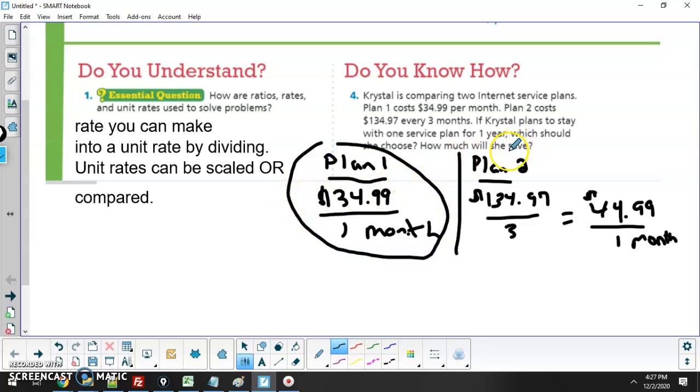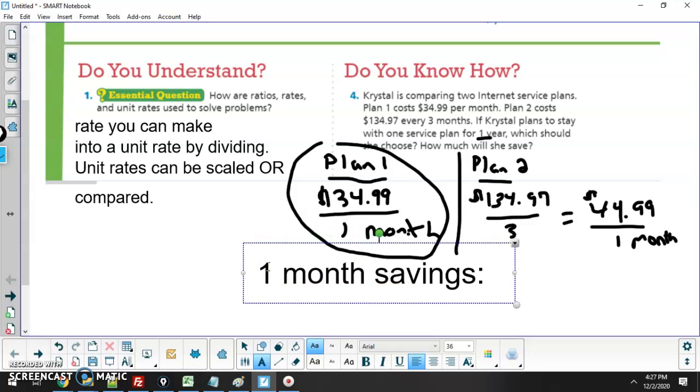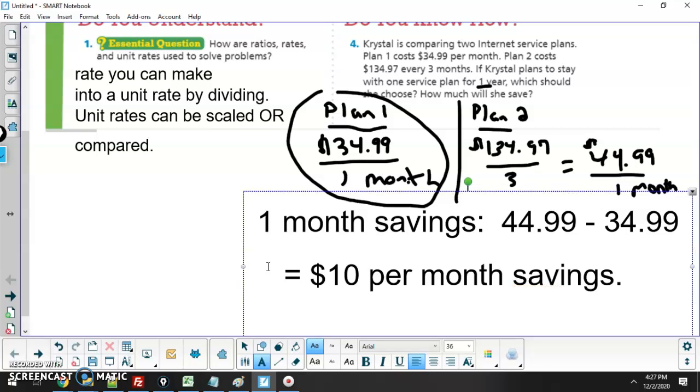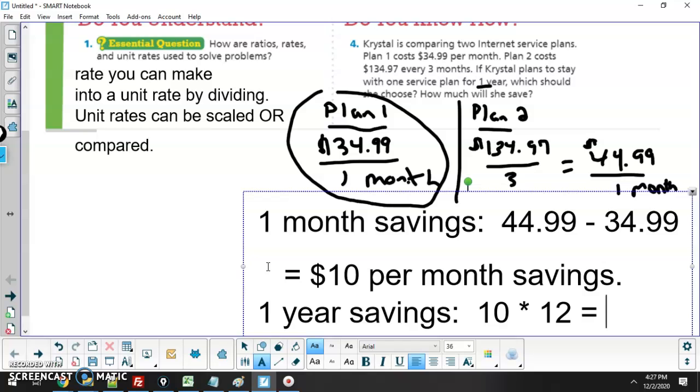Now, how much will she save if she has it for 1 year? Let's figure out how much she would save per month. So 1 month savings. How would we do that? We would subtract the costs for 1 month. So she saves a total of $10 per month for plan 1. Now, 1 year savings is just going to be the month savings multiplied by 12, so $120 is how much you would save per year.